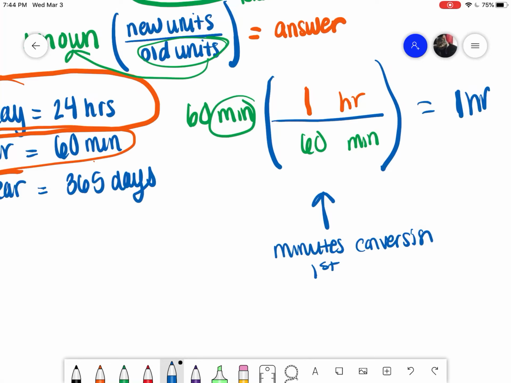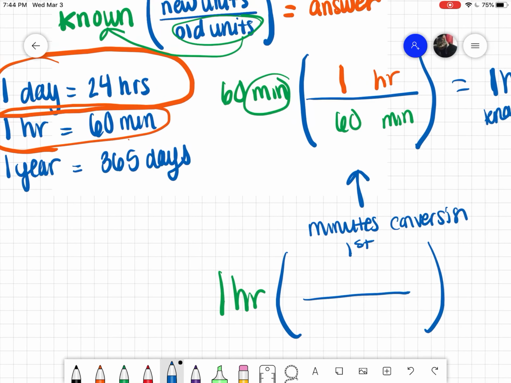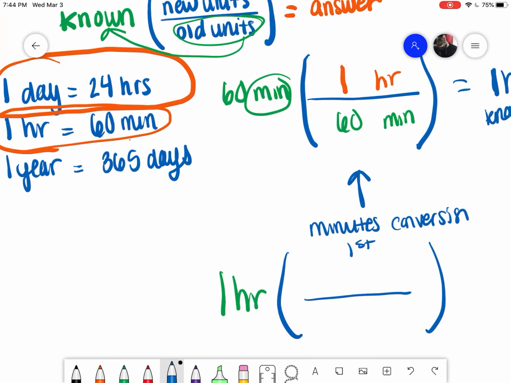So these now become our known units, that 1 hour. So we're going to put that 1 hour. And then our next conversion is hours to days. So our old units are supposed to match our known. So we're going to put those hours on the bottom. And our new units is days, because that's what they want us to put 60 minutes in.